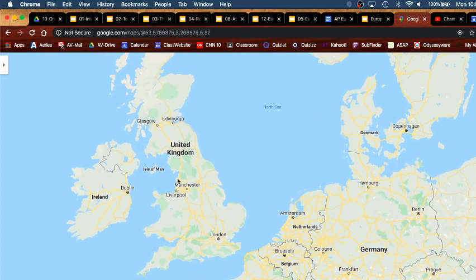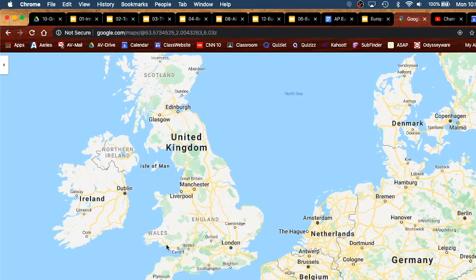I think it should be pointed out that this part of the island is England. This part of the island is Wales. This part up here by Edinburgh and Glasgow, that's Scotland. And Ireland is for a long time going to be part of the United Kingdom. Today, only the northern part is. If you zoom in, you can see those labels there.